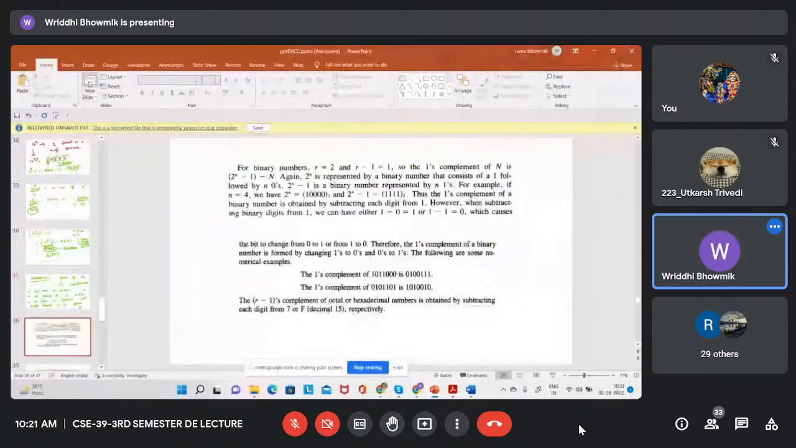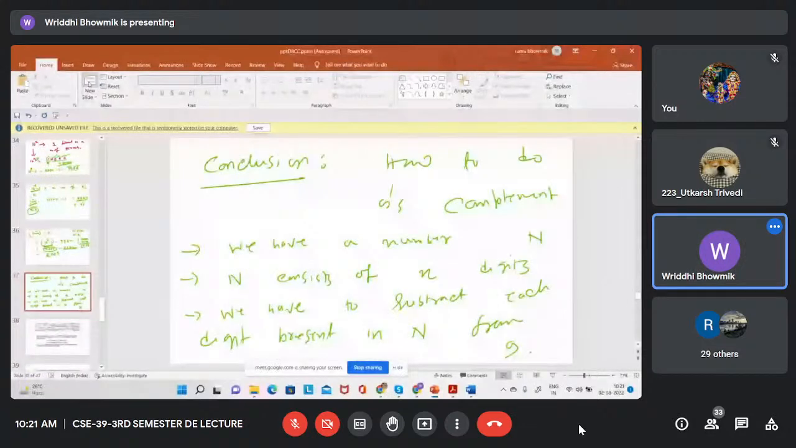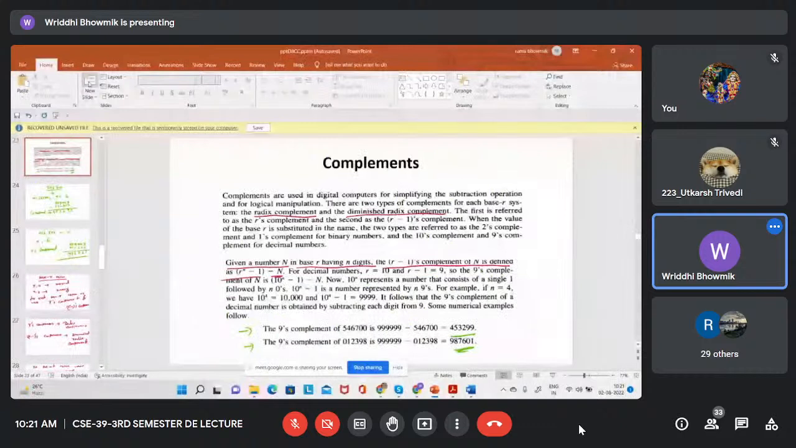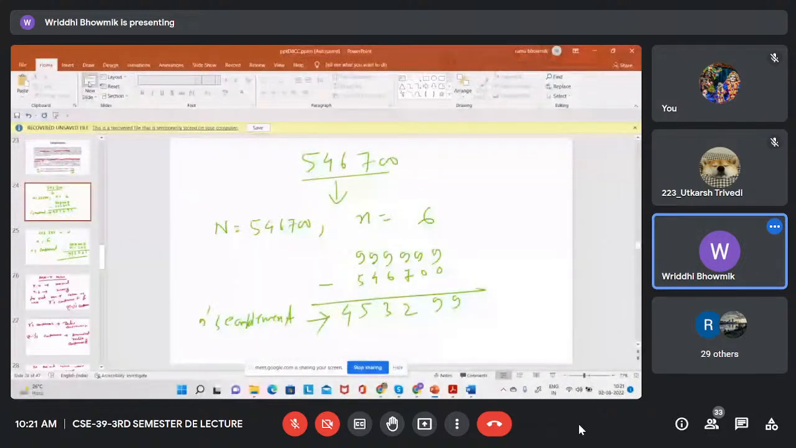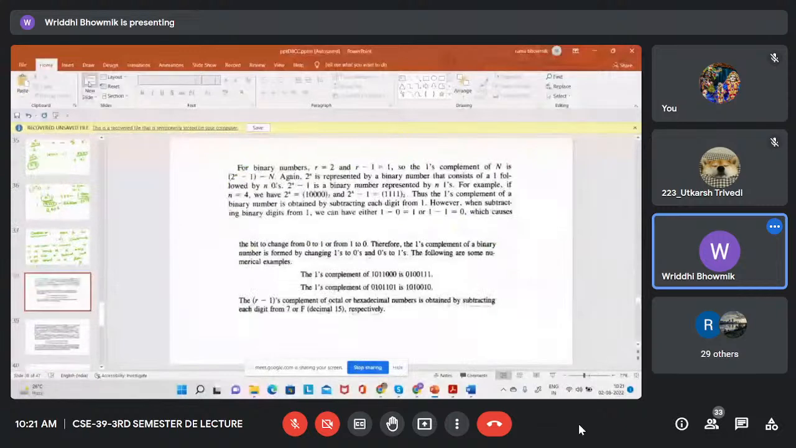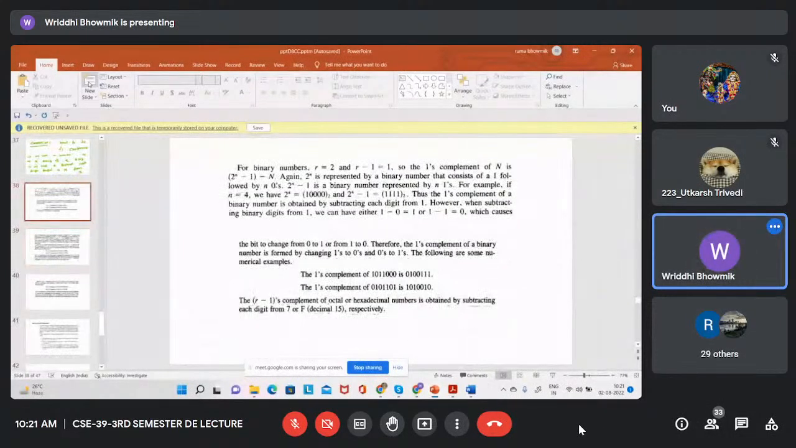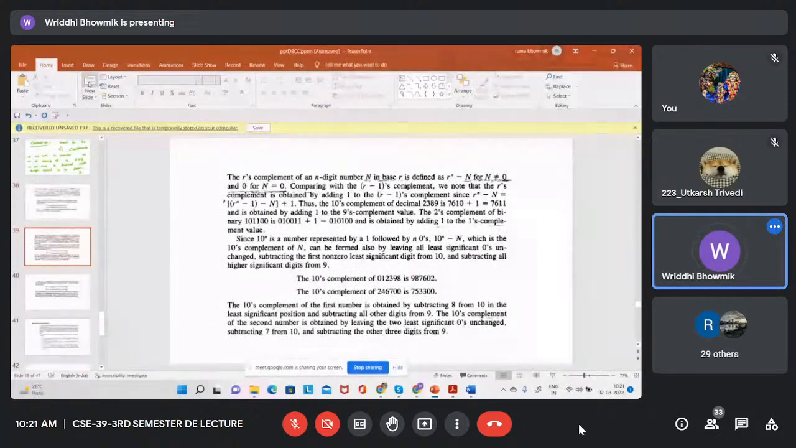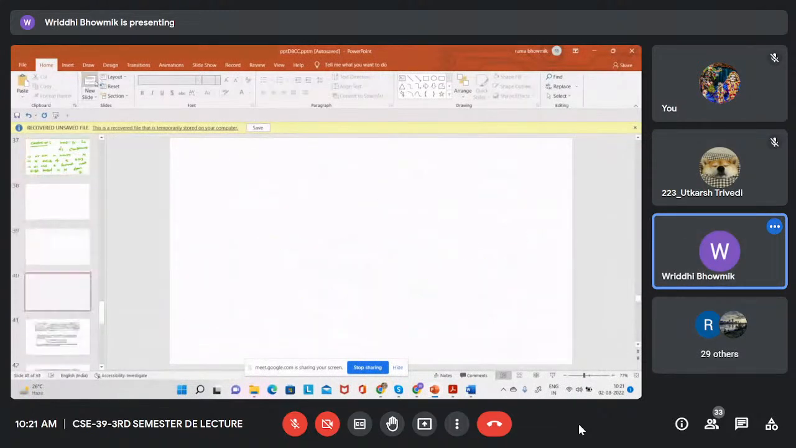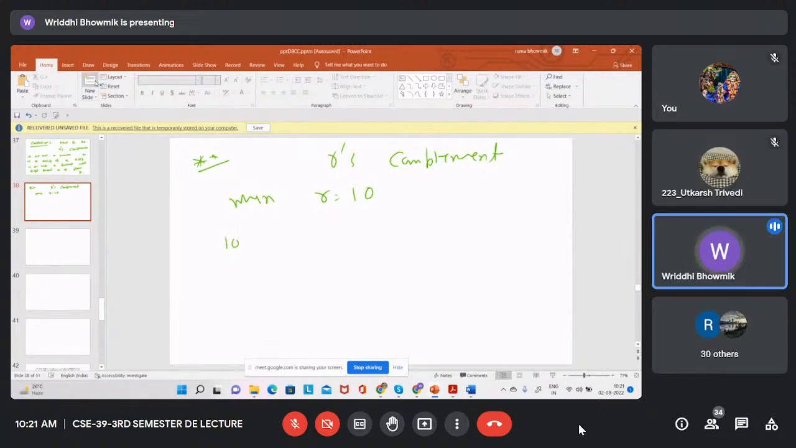Okay, we will discuss the tens complement a little bit later, or we can write it down. Okay, fine. So I'll show you what is the tens complement. Now, the r's complement, when r is equal to 10, so we are discussing the tens complement.